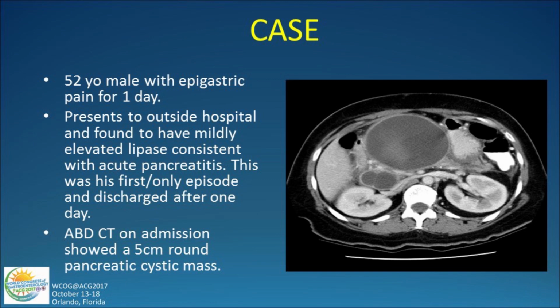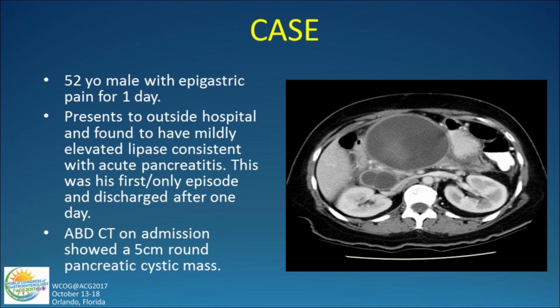And I think it's also important because it highlights a few key features when you're dealing with pancreatic cysts. This is a 62-year-old male who presented with epigastric pain for a few days, found to have a mildly elevated lipase level. He never had pancreatitis in the past, and on admission abdominal CT scan, he had this very nice, well-circumscribed 5-centimeter pancreatic cyst. Now, he was told that he had acute pancreatitis, and this is a pseudocyst, and you should go and get this drained.